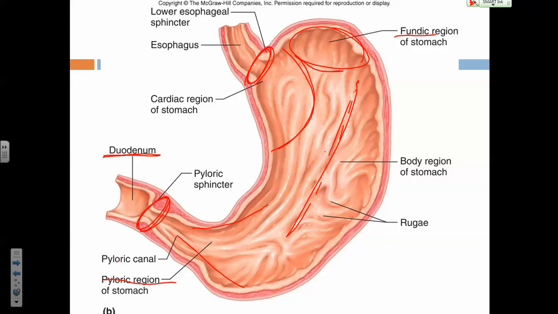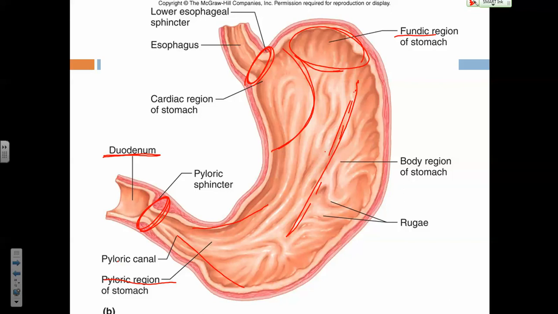So on the test, if I ask you, what does the food pass through as it goes from the esophagus to the stomach, you'd say cardiac sphincter. What controls the movement of the food from the stomach to the small intestine, you would say pyloric sphincter.